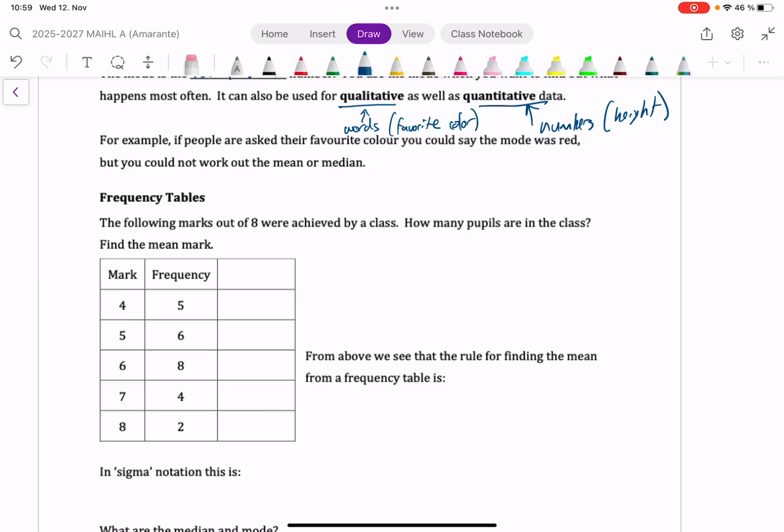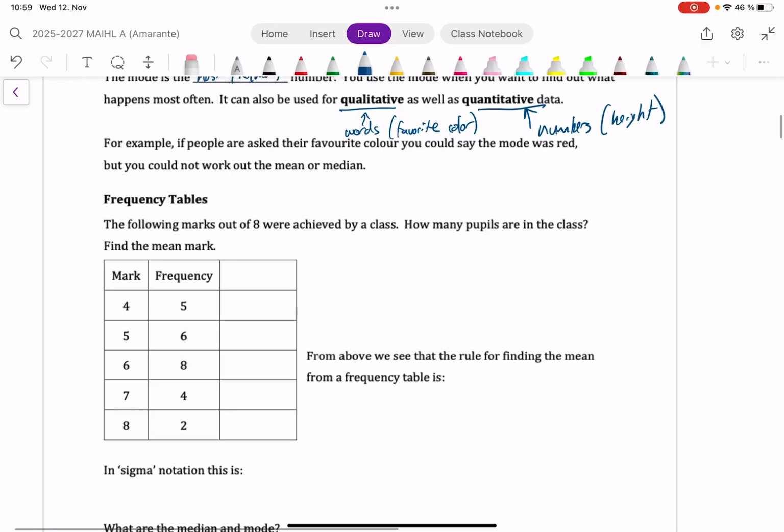Yeah, and that's what that says here. For example, if people were asked their favorite color, you could say the mode was red. You could say red happened the most often, but you can't find the mean of the colors, or you can't find the median of the colors. That's not possible.